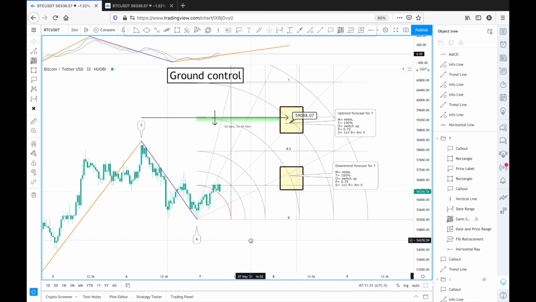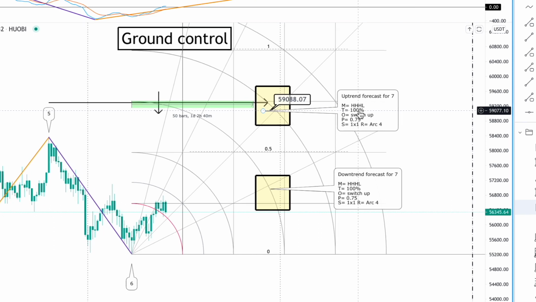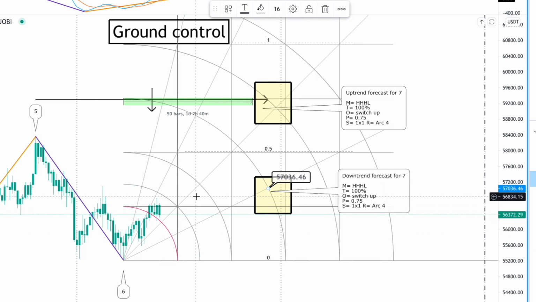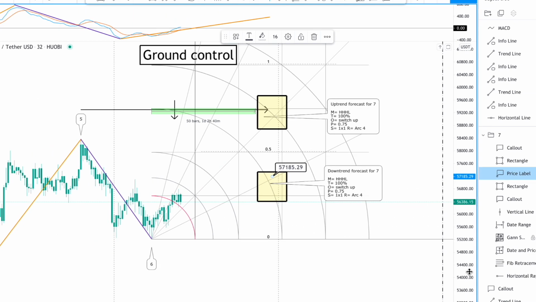I have two options here for us. Number 1 is an uptrend forecast for 7. That is, if price goes up and creates a higher high, that's where we anticipate it to turn. Alternatively, if it continues at the current energy that it has, it's going to come across to this forecast and turn down to a downtrend after it reaches this point.